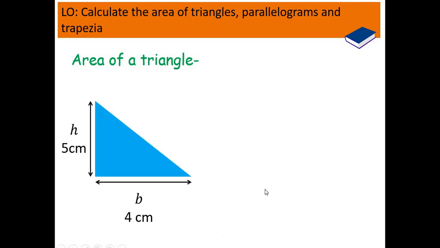Let's again look at a triangle with some measurements. Here we've got a triangle with a base of 4 centimeters and a height of 5 centimeters. So again, we take our base, multiply by our height, and divide it by 2.